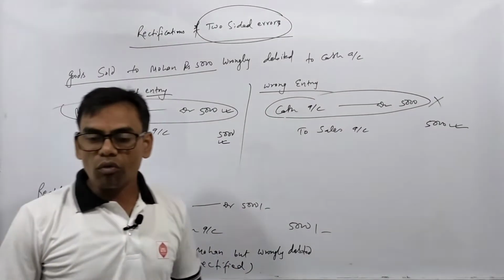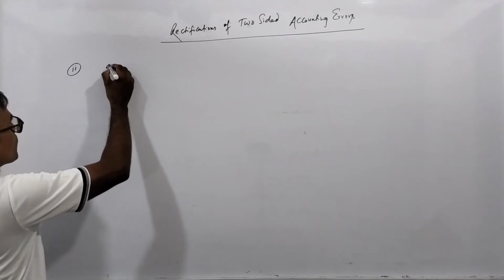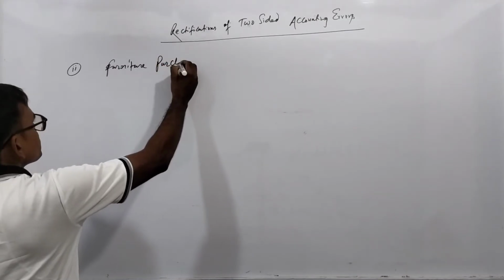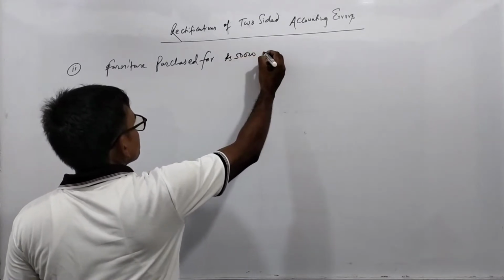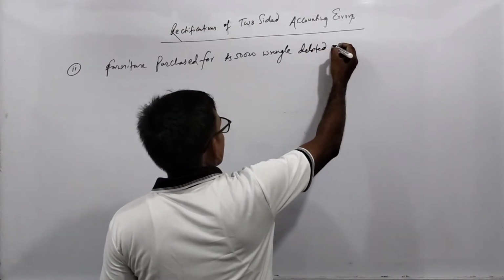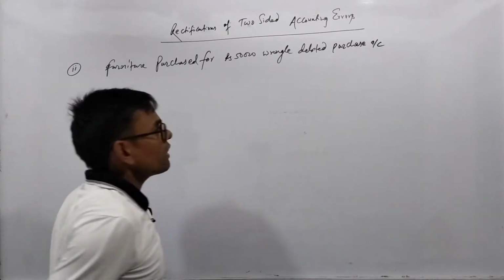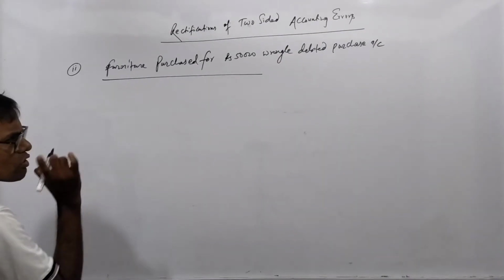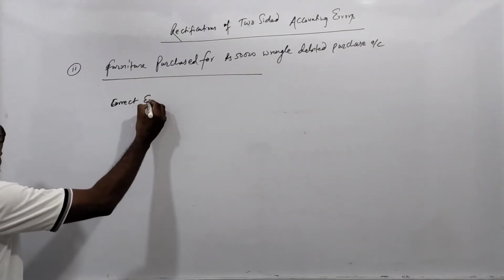Okay. Similarly, another example, number 2. Furniture purchased for rupees 50,000 wrongly debited to purchase account. You see that furniture purchased for 50,000. What should be the entry? What will be the correct entry?